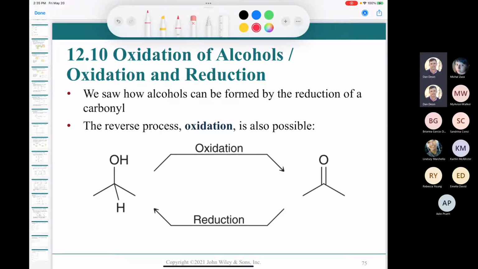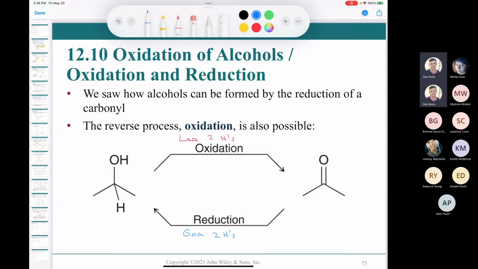You can clearly see here that we lose 2 hydrogens going from this secondary alcohol to acetone. And you also probably remember me saying that reduction was gaining hydrogens or losing oxygens. Well, we don't lose any oxygens, but when we do the reduction, we gain 2 hydrogens going in this direction.